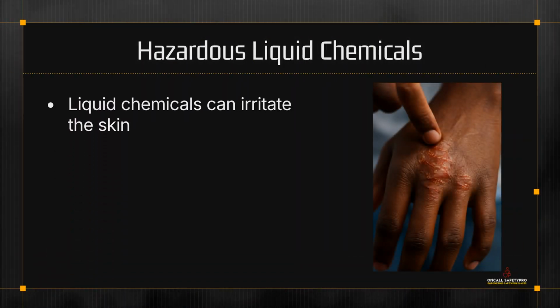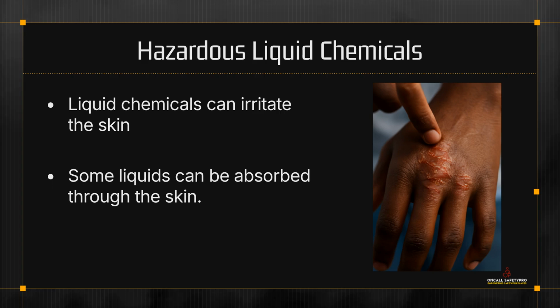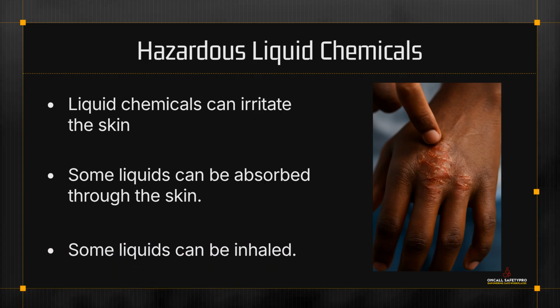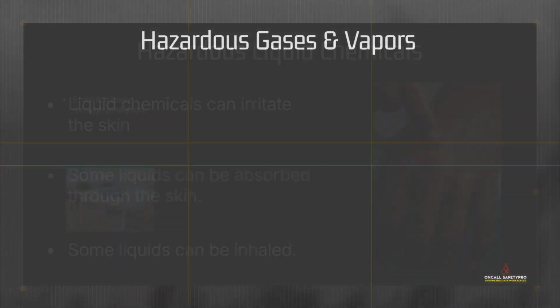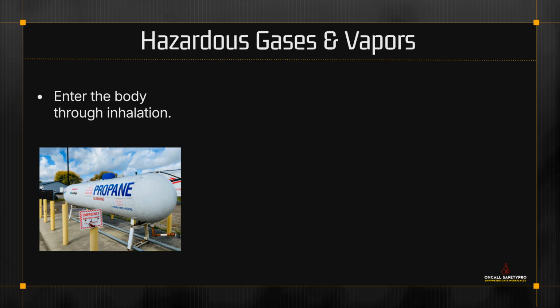Liquid chemicals can cause skin problems through contact or be absorbed into the body. Some liquids can be absorbed through the skin. They can also evaporate into the air, forming vapors you might inhale. Gases and vapors can enter the body through inhalation, making them a serious respiratory hazard.